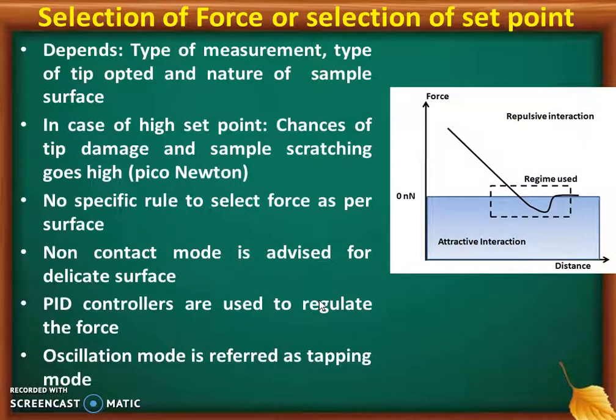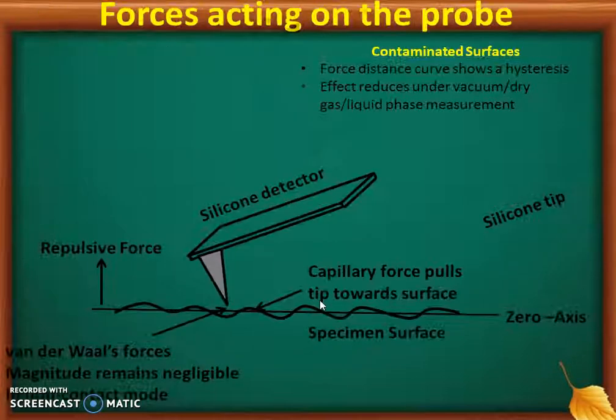The selection of force, or selection of set point, depends on the type of measurement, type of tip used and nature of the sample surface. In case of a high set point, chances of tip damage and sample stretching go high. No specific rule is still framed to decide the amount of applied force on the sample surface, but generally it remains at the piconewton level. Non-contact mode is advised for delicate surfaces. PID controllers are used to regulate the force. Oscillation mode is also referred to as tapping mode.